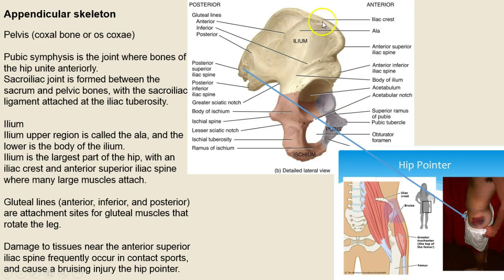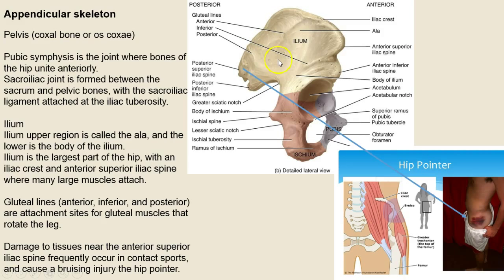Ilium here, iliac crest, muscles are attaching up here. This is the largest region of the hip, and there's two sub-regions, I guess you call them, the ala and the body down below here, the body of the ilium. Gluteal lines, attachment for those large rotator muscles, the gluteus maximus and medius. So gluteal lines there, involved with muscle attachment.